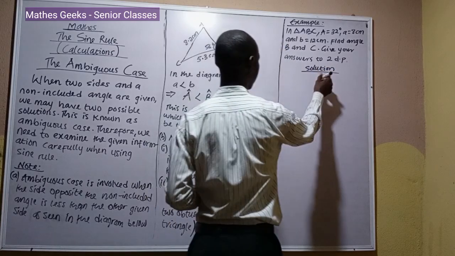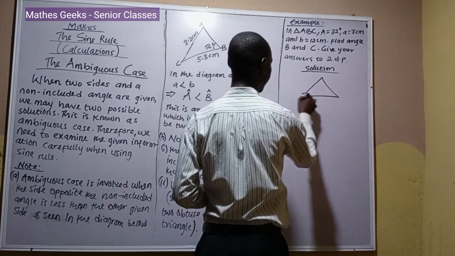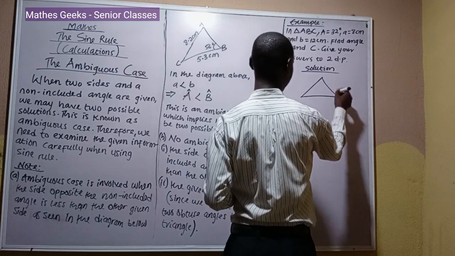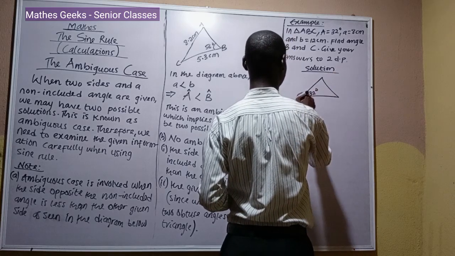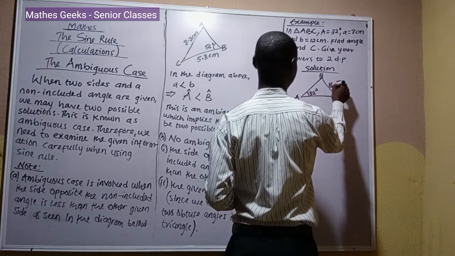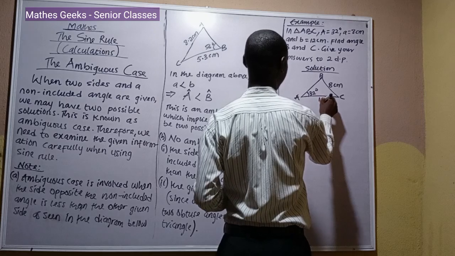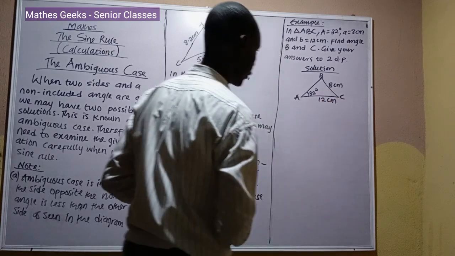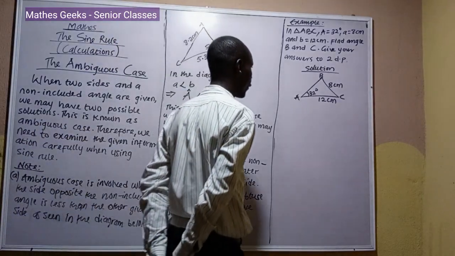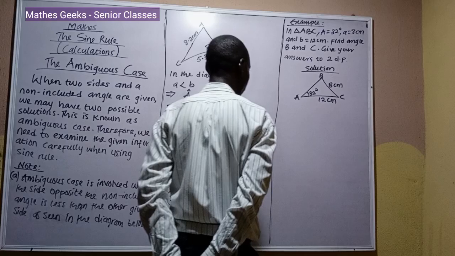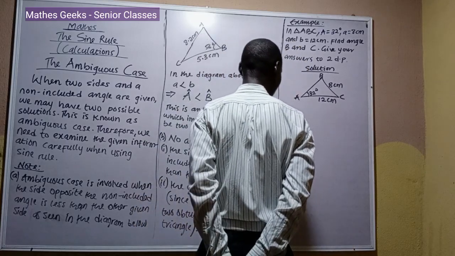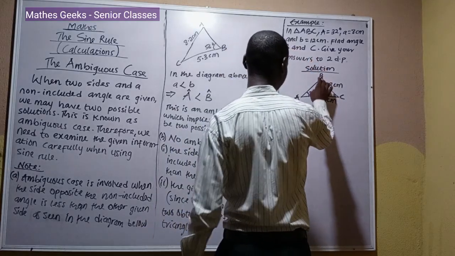In triangle ABC, so let's draw triangle ABC. In triangle ABC, A is 32 degrees, and side a is 8 centimeters, and b is 12 centimeters. So what do you notice? You notice that two sides and an angle are given, of which one of the sides that is given is opposite the given angle, and the other side that is given is opposite a non-included angle, which is this part B.